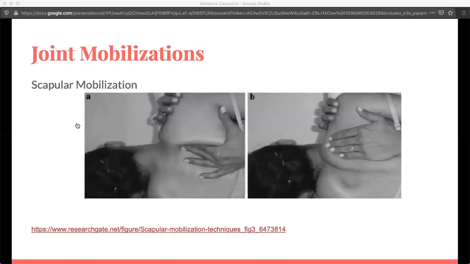Joint mobilizations, scapular mobs. So we all are familiar with scapular mobilizations. My favorite way to do a scapular mob is in side lying. You take your arm under the patient's axilla, put the top arm on the supraspinous fossa region, and guide them gently: elevation, depression, protraction, retraction, get them nice and moving, nice and smooth.